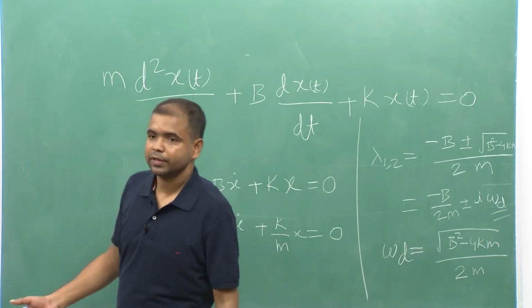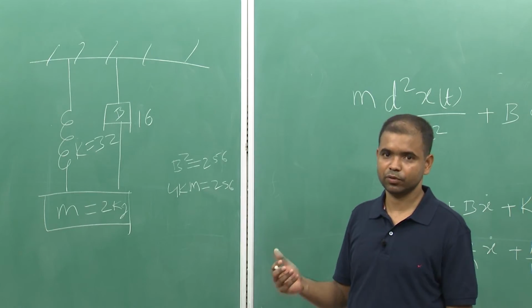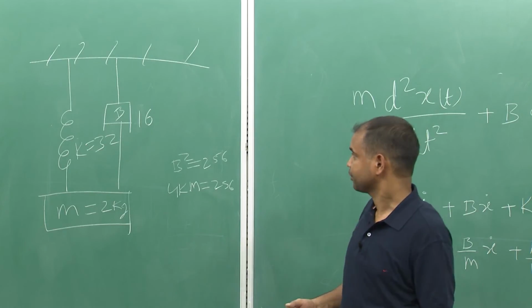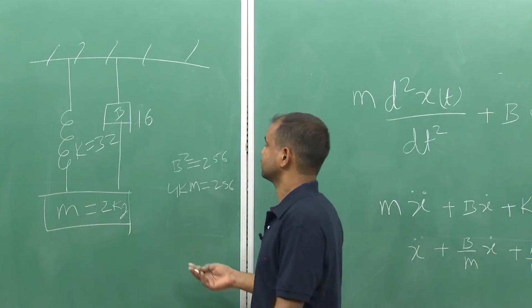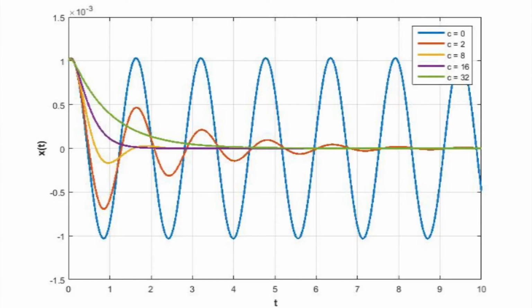In this case we call it critical damping, and here you can see there is no overshoot. With the increase in damping, the first time when the overshoot disappears we call it critical damping. There is no oscillation in the response, and if I further increase from 16 to 32 and so on, then we will have higher and higher damping, and this situation we call the over damped response.